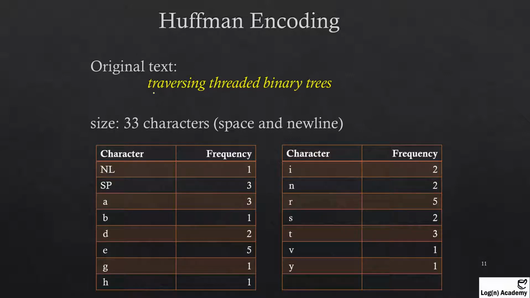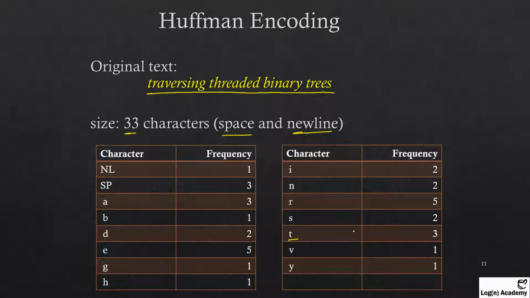We have the original text "traversing threaded binary trees", and we have 33 characters, in which we are also including a space and a new line character. So we will count the number of occurrences of characters. For example, let's take T.